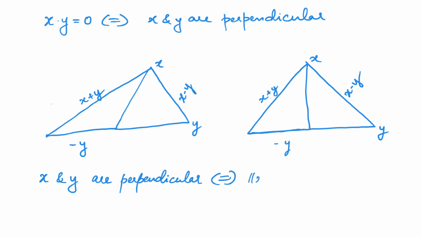So to show that x dot y is 0 if and only if x and y are perpendicular, it is enough to show that x dot y is 0 if and only if the norm of x minus y is equal to the norm of x plus y. And we will prove this next. But before we do that, we need to prove some properties of dot product.